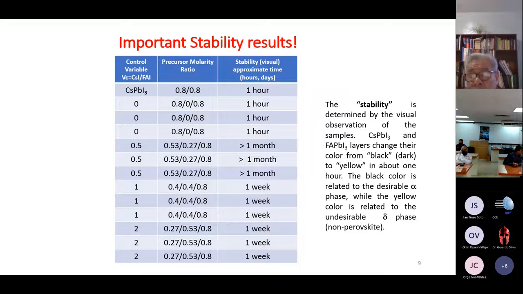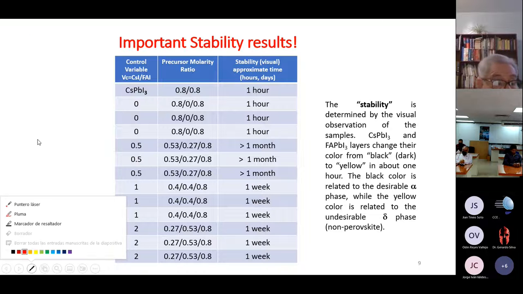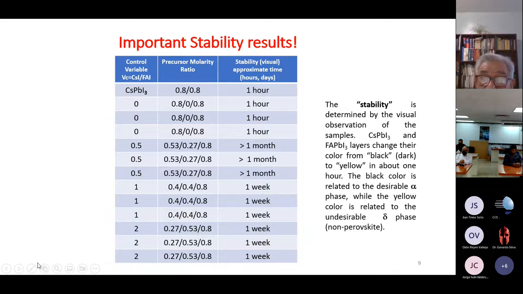Usually the yellow color is related to the delta phase, which, as I said before, is not a desirable phase for our materials. And the same happened for the case of formamidinium lead triiodide, which corresponds to the zero value of the control variable. As you see, they also lasted for 1 hour stable.